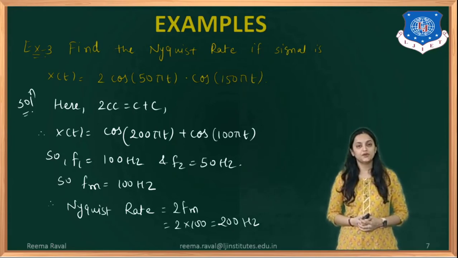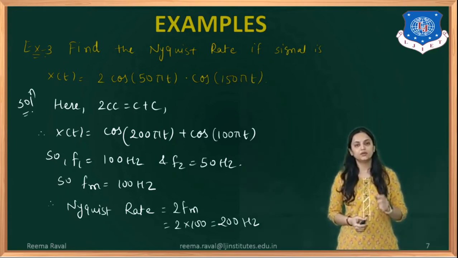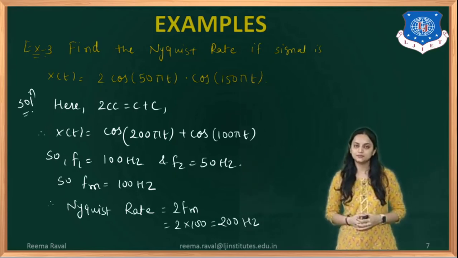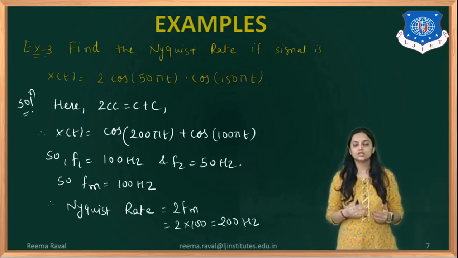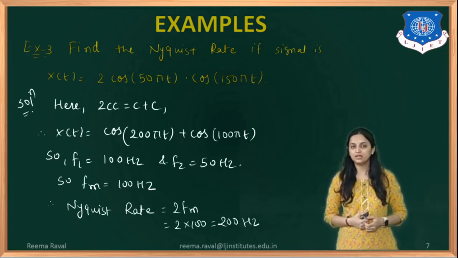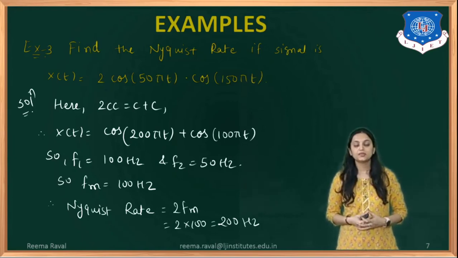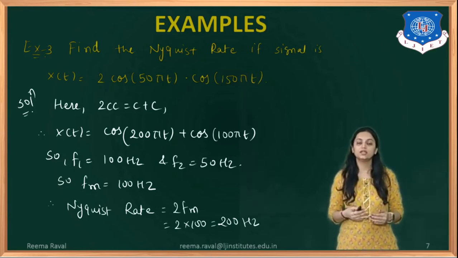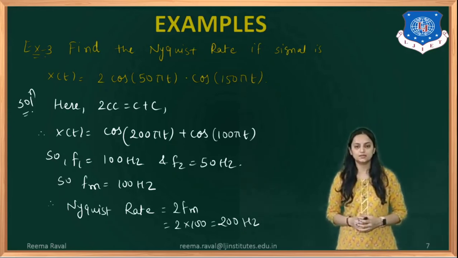Now, the first term cos 200 pi t, if we divide by 2, gives the frequency f1 equals 100 Hz. And f2 will be 50 Hz. From these two frequencies, the maximum value is 100 Hz. The Nyquist rate is given as twice of fm, that is 2 into the maximum frequency, which here is 100. So the Nyquist rate equals 200 Hz.